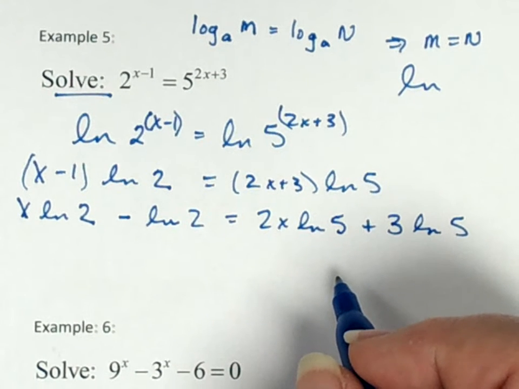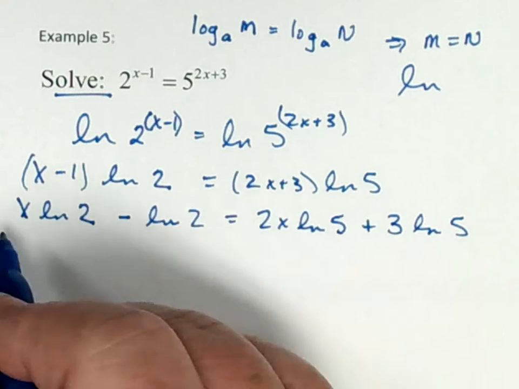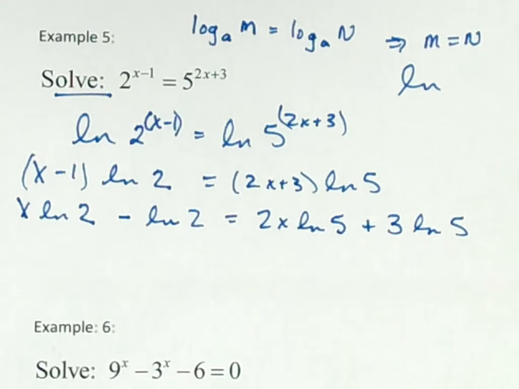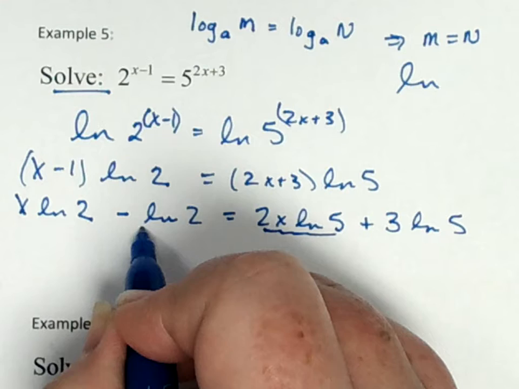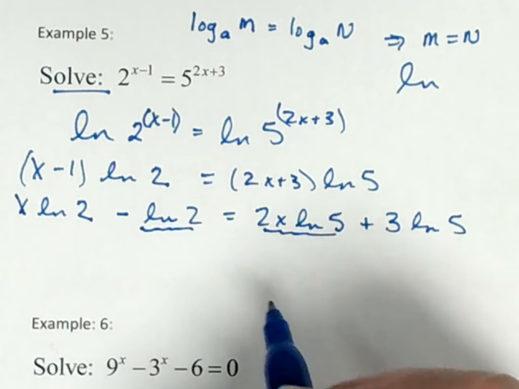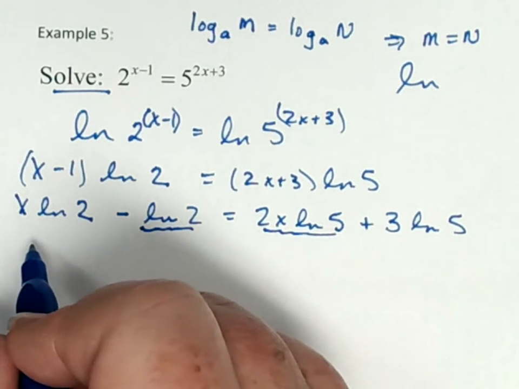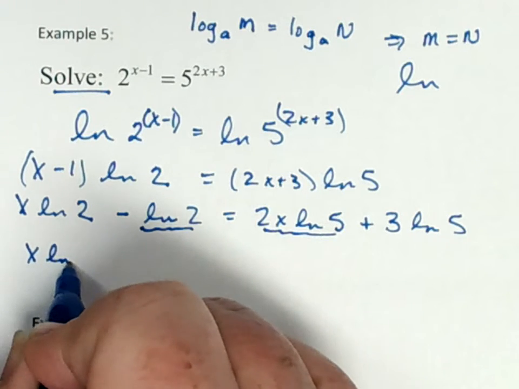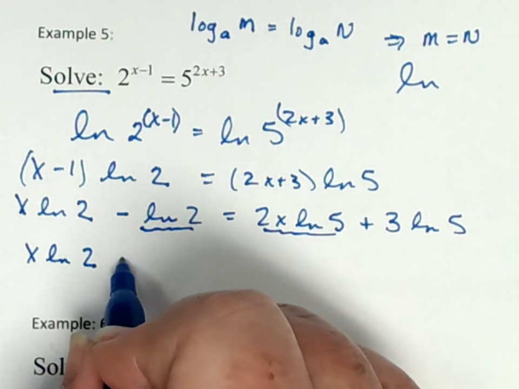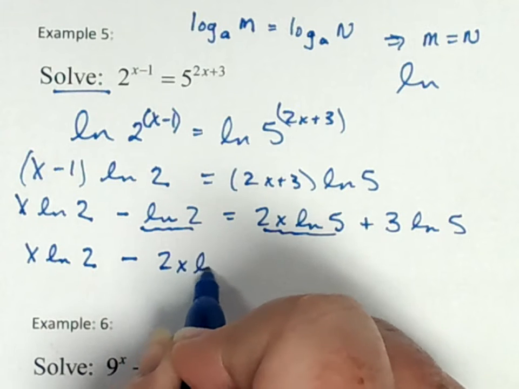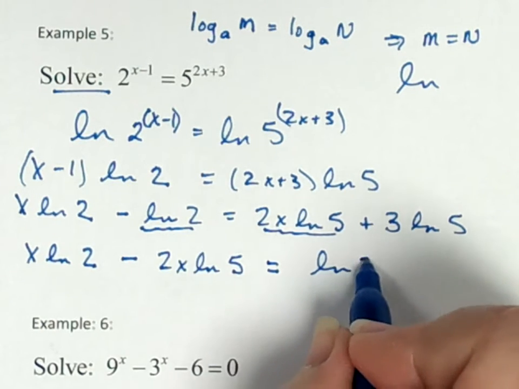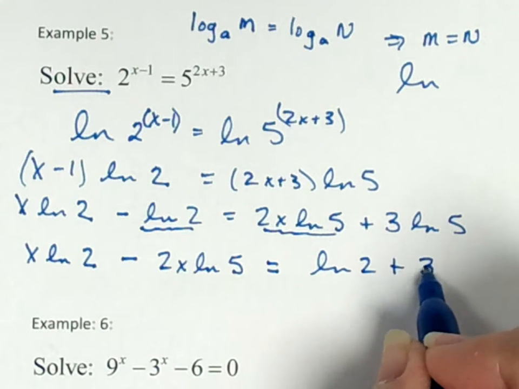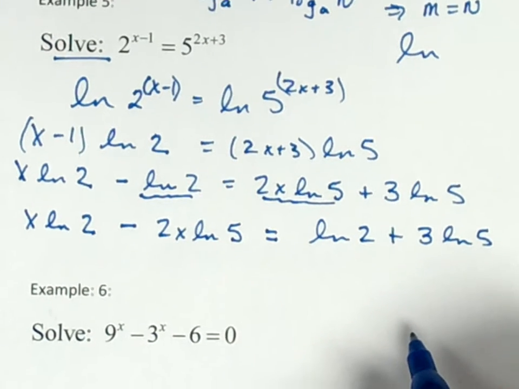Now keep in mind what we're trying to do. We're trying to get the x's by themselves. We're trying to get the x's together. And so I'm going to move this section to the left, and I'm going to move this section to the right. That's going to give me x natural log of 2 minus 2x natural log of 5 equals the natural log of 2 plus 3 natural log of 5.